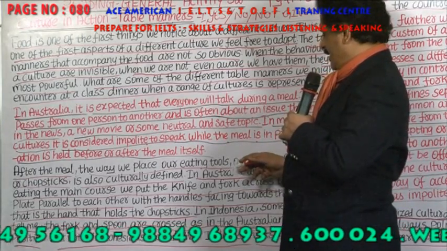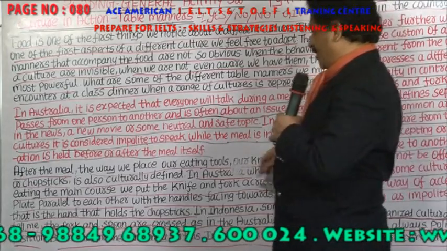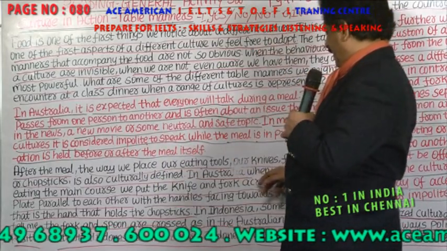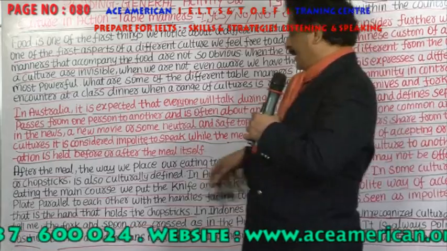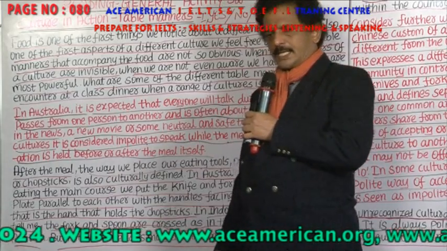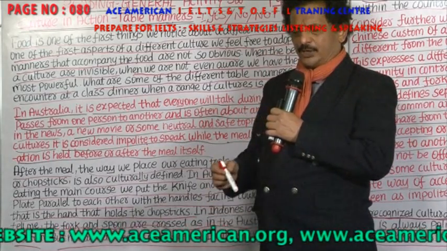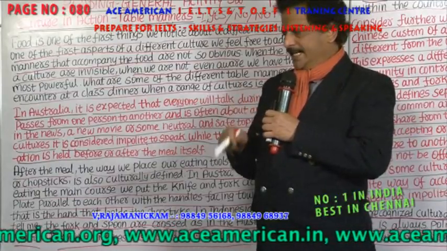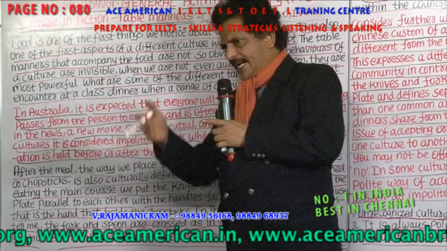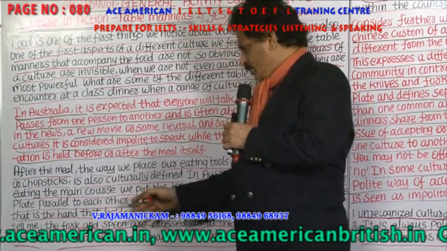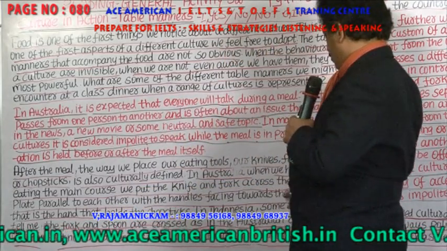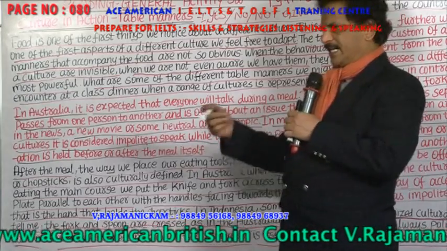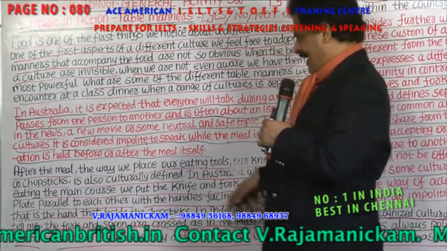In Australia when we have finished eating the main course we put the knife and fork across the middle of the plate. ஆஸ்திரேலியாவிலே நாம் சாப்பிட்டு முடித்தவுடன் நம்மளுடைய அந்த கத்தியும் அந்த ஸ்பூனையும் பிளேட்டின் நடுவிலே parallel, என்றால் என்ன, ஒன்றுக்கொன்று நேராக வைப்பார்கள், to each other with the handles facing towards the right, அந்த கைப்பிடி வலது பக்கமாக திரும்பி இருக்கும், because that is the hand that holds the chopsticks.